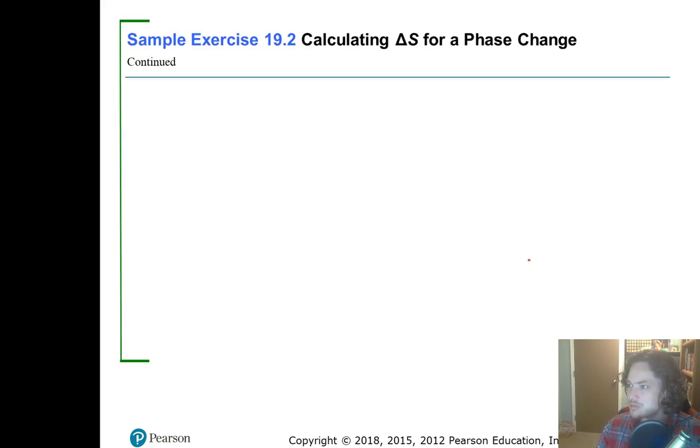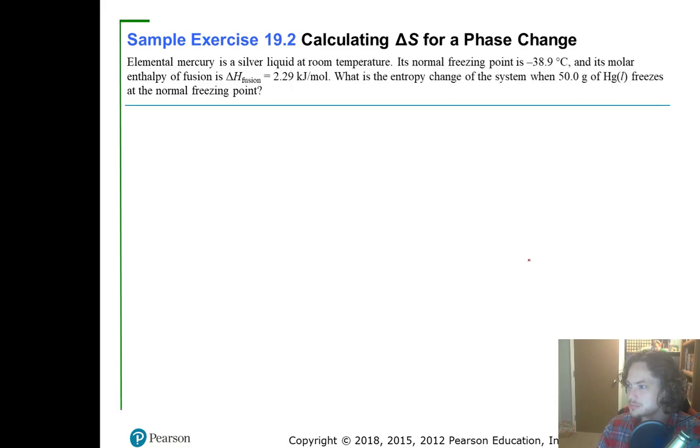So we're going to do one practice problem here, and we'll call it good. It says elemental mercury is a silver liquid at room temperature. Its normal freezing point is negative 38.9 degrees Celsius, and its molar enthalpy of fusion is equal to 22.29 kilojoules per mole. What is the entropy change of the system when 50 grams of mercury liquid freezes at the normal freezing point? Well, we're trying to find entropy change. We've learned a couple of different formulas already about entropy, so I'm just looking at what is available.